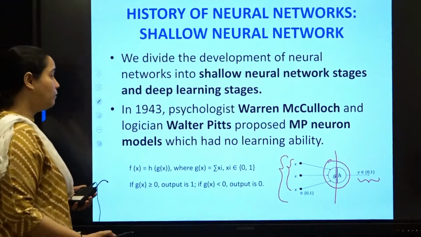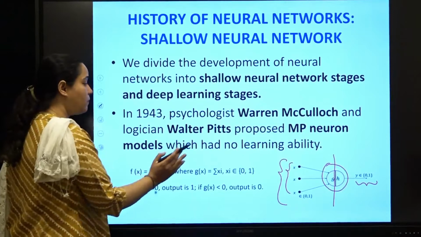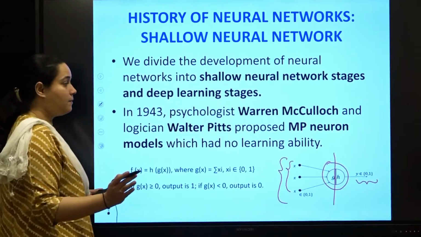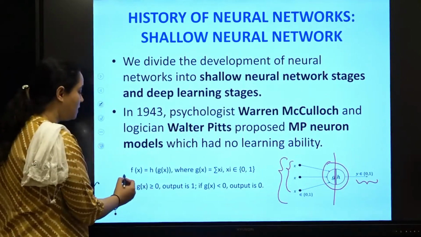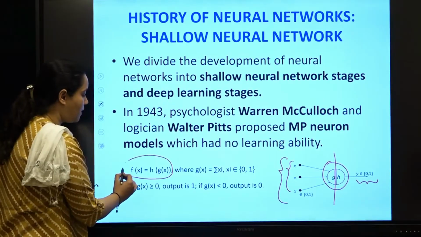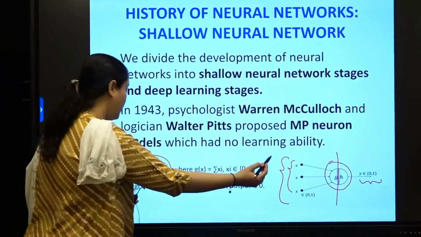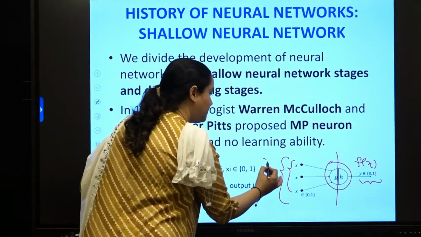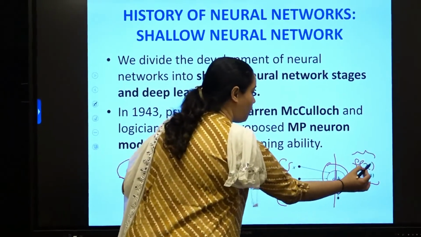Now the problem with this McCulloch-Pitts model was that there was no learning ability. Here is how the model works: the mathematical model is f(x) = h(g(x)). That means x is nothing but the input that you give, and the output is f(x).